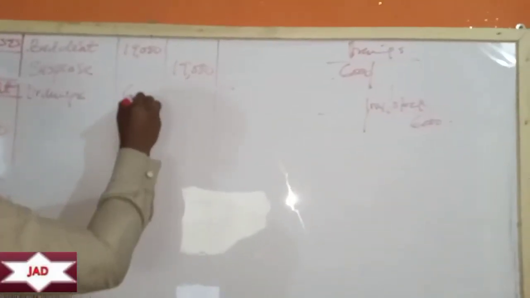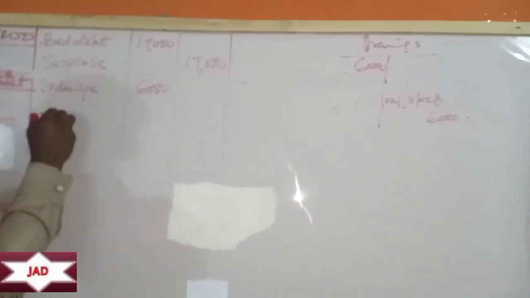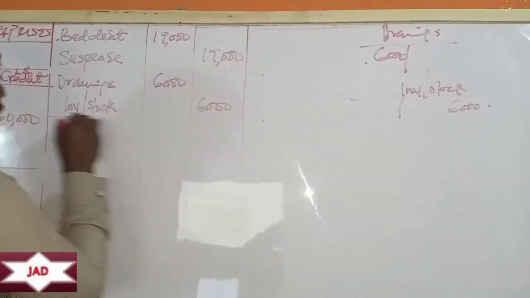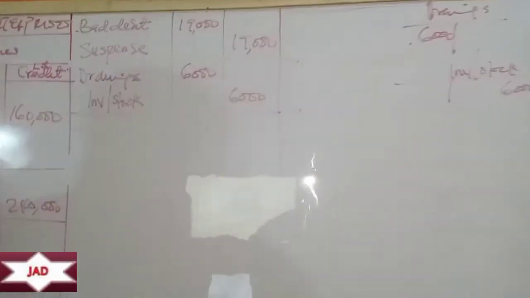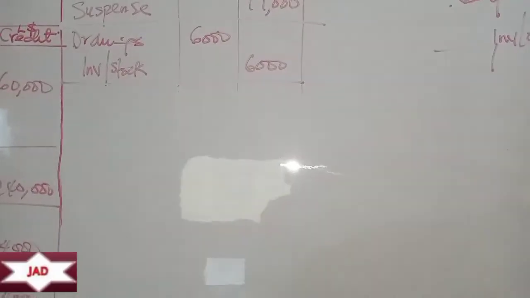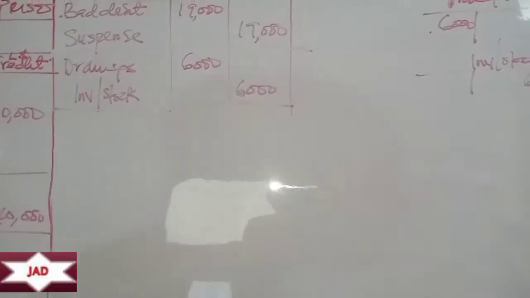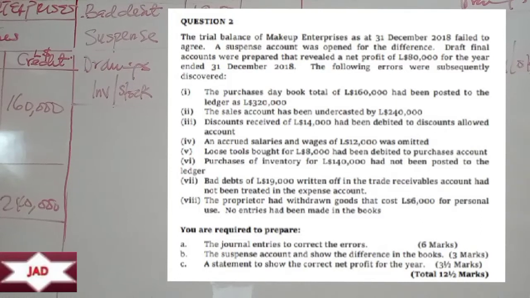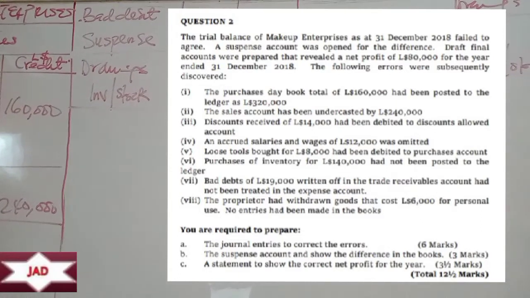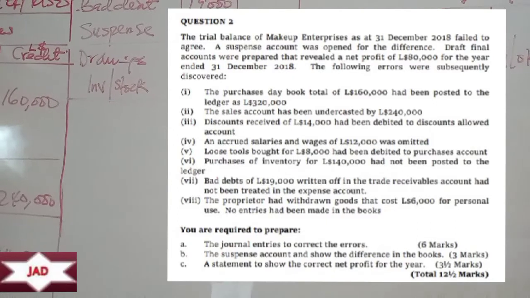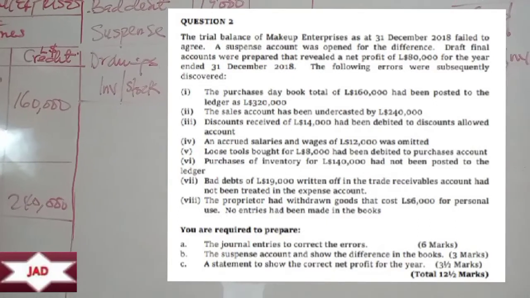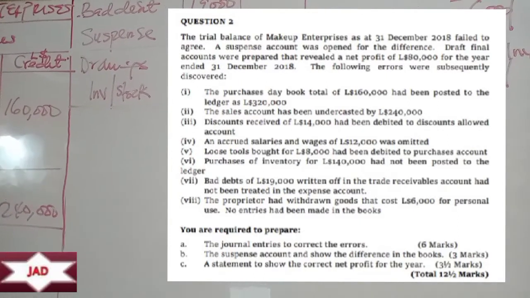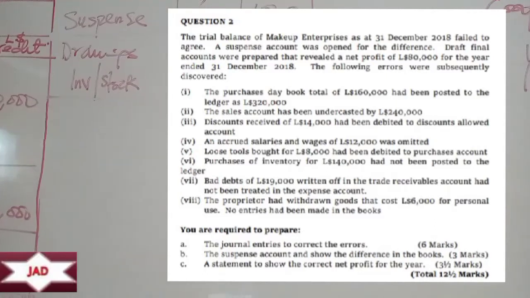Drawings, how much? 6,000 Liberian dollars. Inventory or stock, 6,000 Liberian dollars. So, checking for the errors, I can see that there's an error here that we omitted. Okay, we've done 1, 2, 3. Okay, error 6. Purchase of inventory for 140,000 Liberian dollars has not been posted in the ledger.